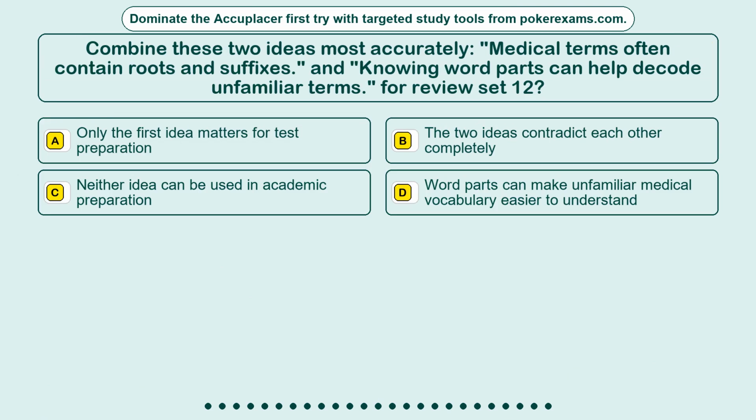Question 17. Combine these two ideas most accurately. Medical terms often contain roots and suffixes, and knowing word parts can help decode unfamiliar terms. For review set 12. Option A. Only the first idea matters for test preparation. Option B. The two ideas contradict each other completely. Option C. Neither idea can be used in academic preparation. Option D. Word parts can make unfamiliar medical vocabulary easier to understand.